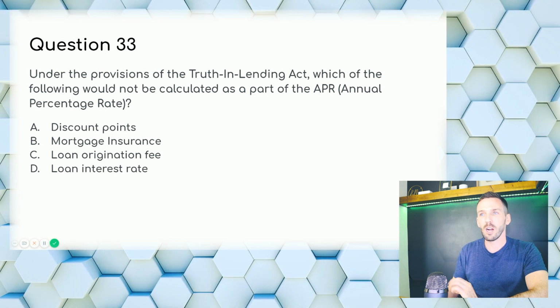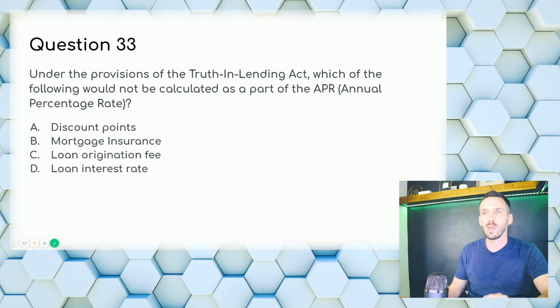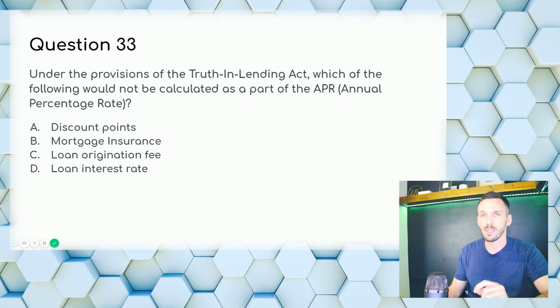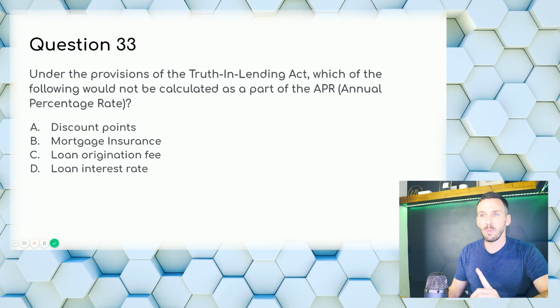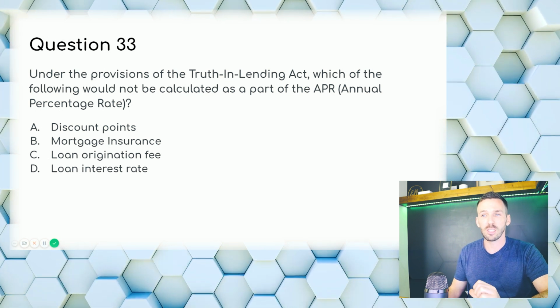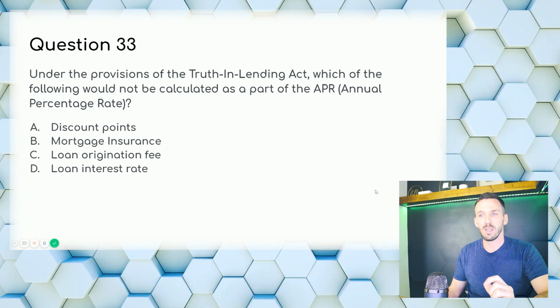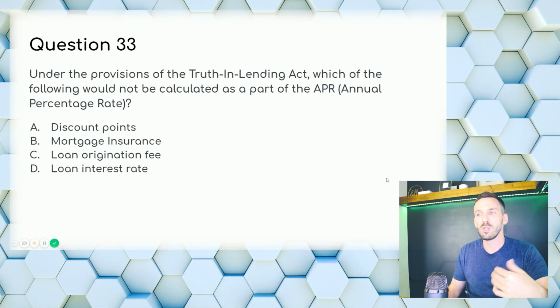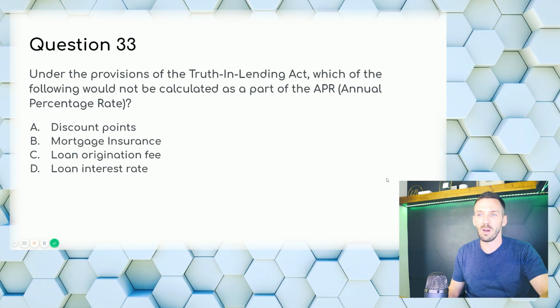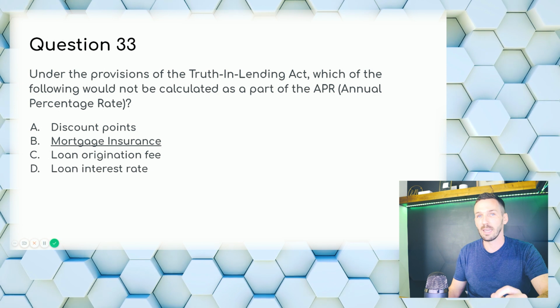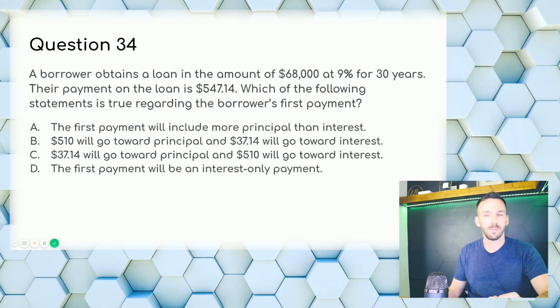Question 33. Under the provisions of the Truth in Lending Act, which of the following would not be calculated as a part of the APR, annual percentage rate? A, discount points. B, mortgage insurance. C, loan origination fee. D, loan interest rate. So one of these is what you need when you don't put your full 20% down on a house and is not part of the annual percentage rate. Answer here is B, mortgage insurance.